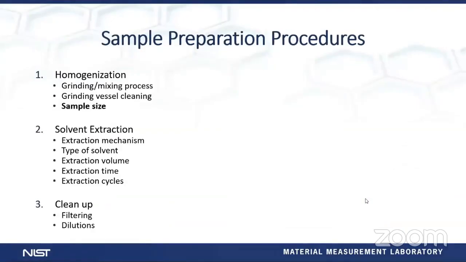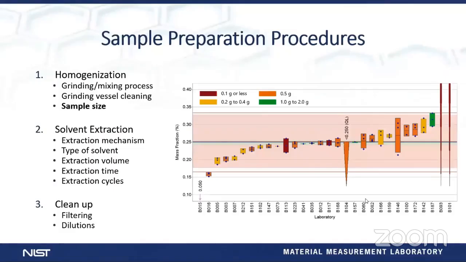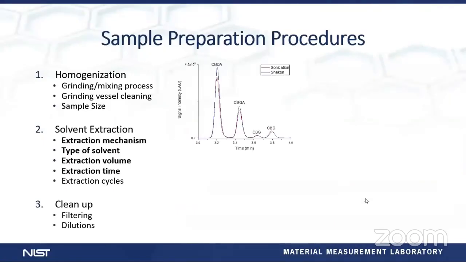So first, we already talked about the homogenization, the grinding process, but sample size. So we looked at what we got from our participants in CanQAP, and generally speaking, a lot of them range from 0.1 grams to 0.5 grams. In our original method, we used 0.5 grams, but with the idea of trying to use less solvent if possible, but also our collaborating forensic laboratories really wanted to be able to use a smaller sample size. So we ended up selecting a 0.1 gram sample size.